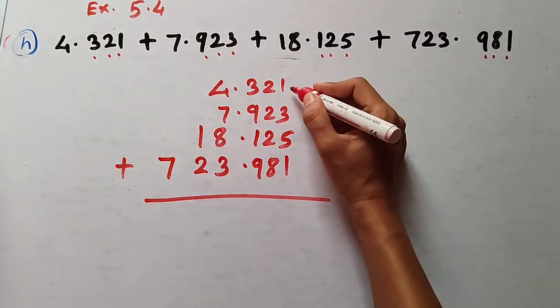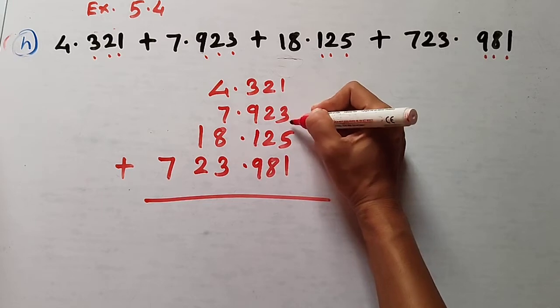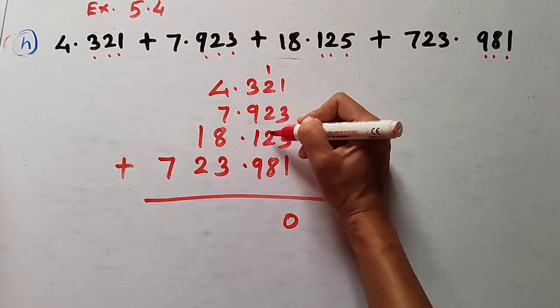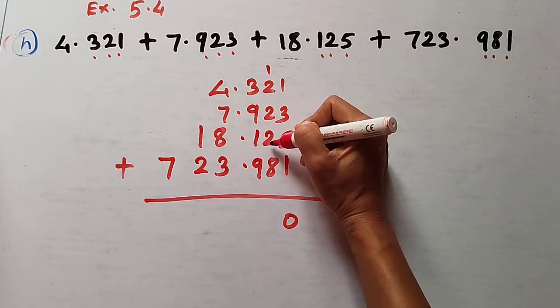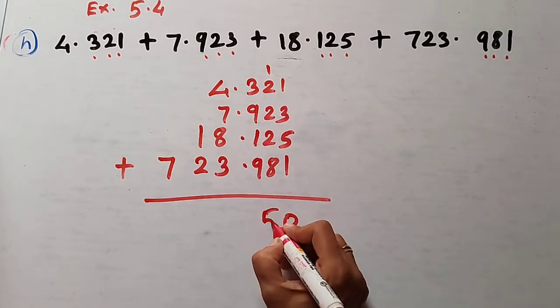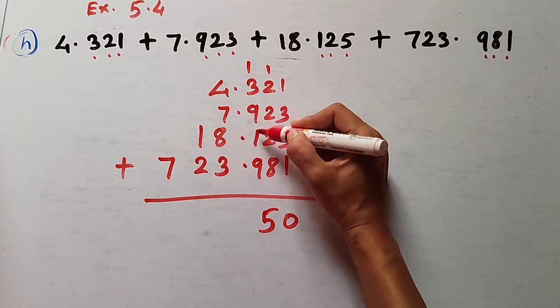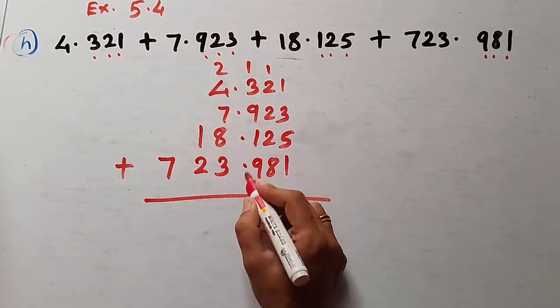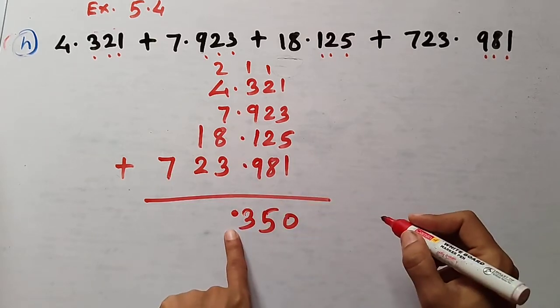Okay, now you have to add the numbers: 5 plus 3 plus 1 is 4, 4 plus 5 is 9, 9 plus 1 is 10, 1 carry over. 2 plus 2 is 4, 4 plus 2 is 6, 7, 7 plus 8 is 15, 1 carry over, 9 plus 1 is 10, 10 plus 10 is 20, 23, 2 carry over, and this decimal point you have to put here.